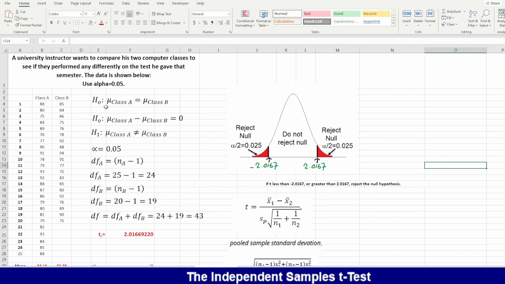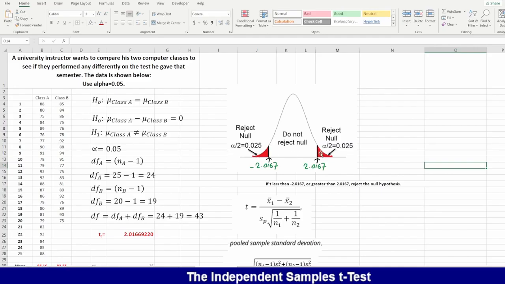The null hypothesis: we assume the mean of class A equals class B, or there is no difference between the two classes. The alternative is that there is a difference. And since there is a sign of unequal, this will be two-tailed. Also, alpha is given as 0.05 or 5%.